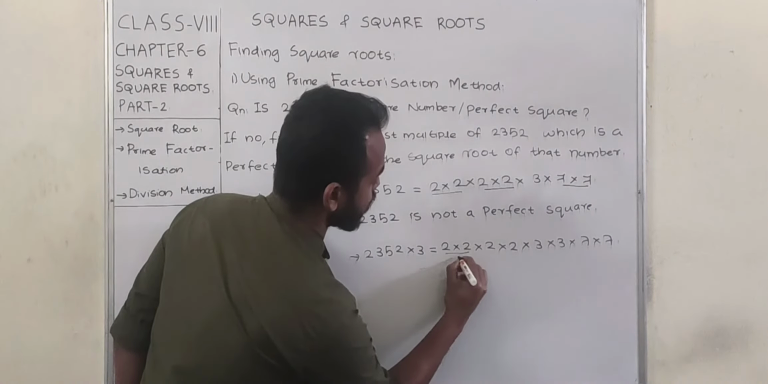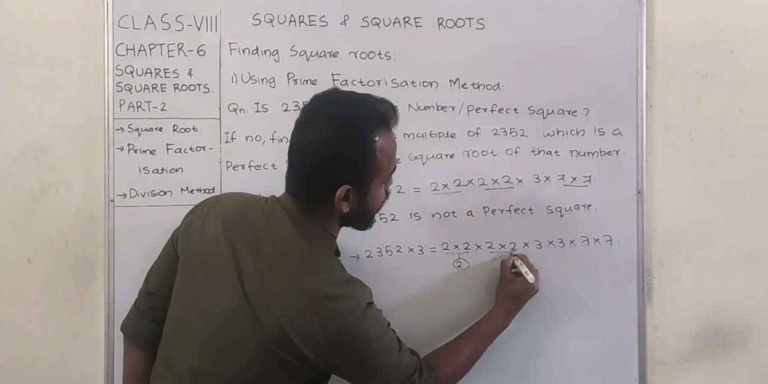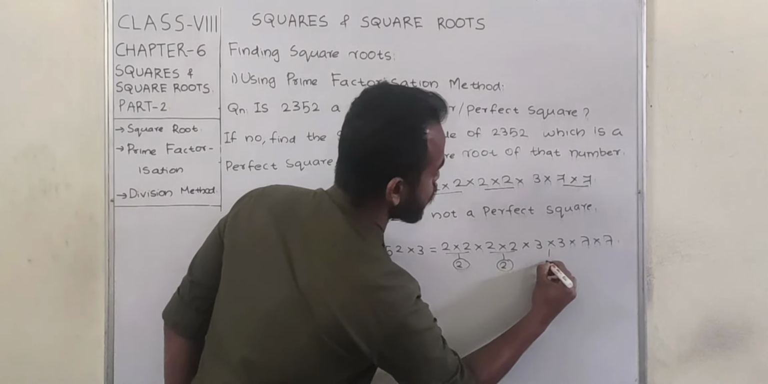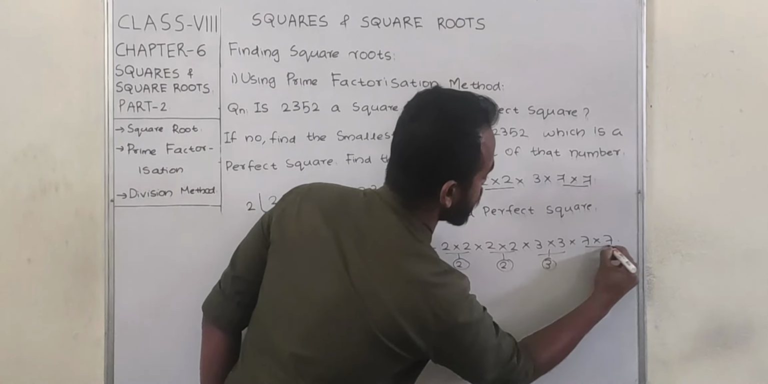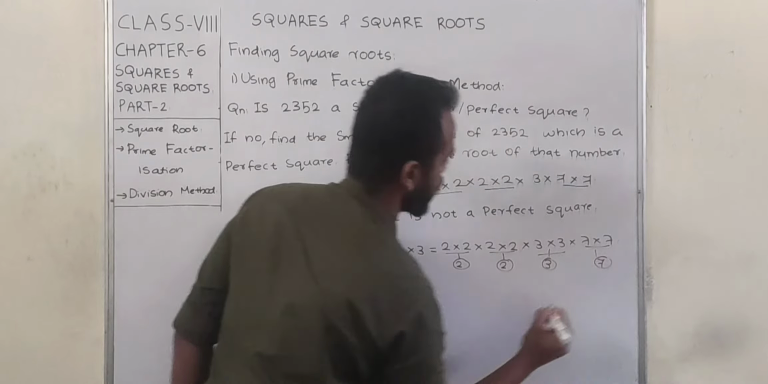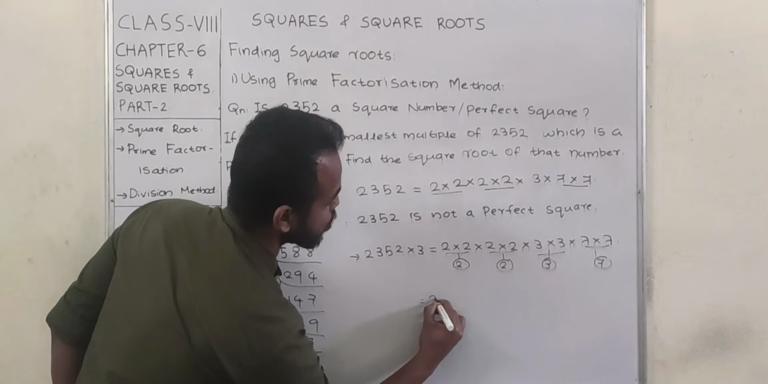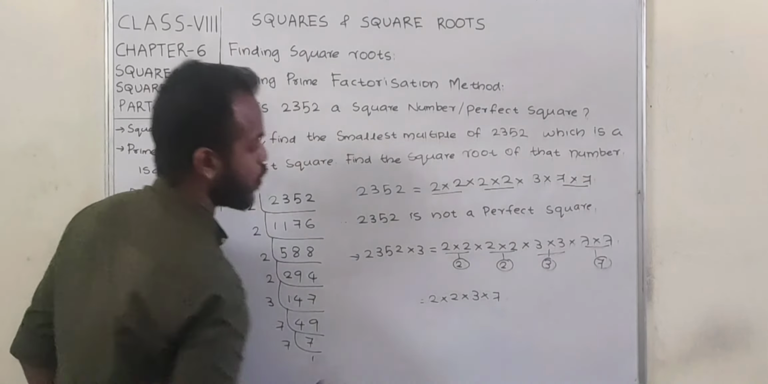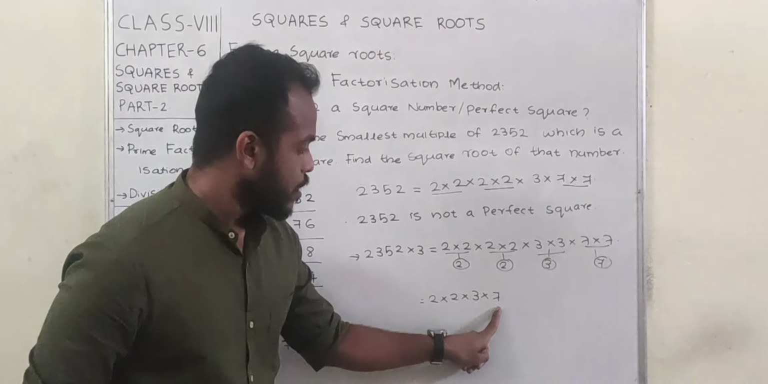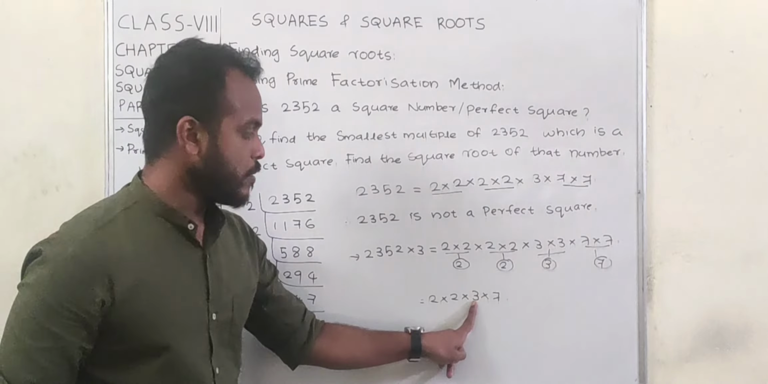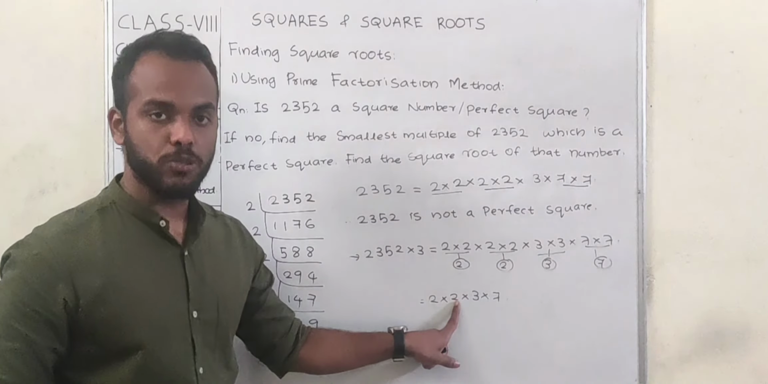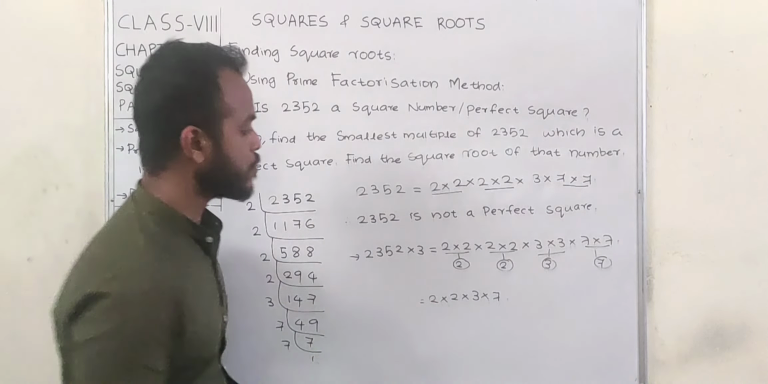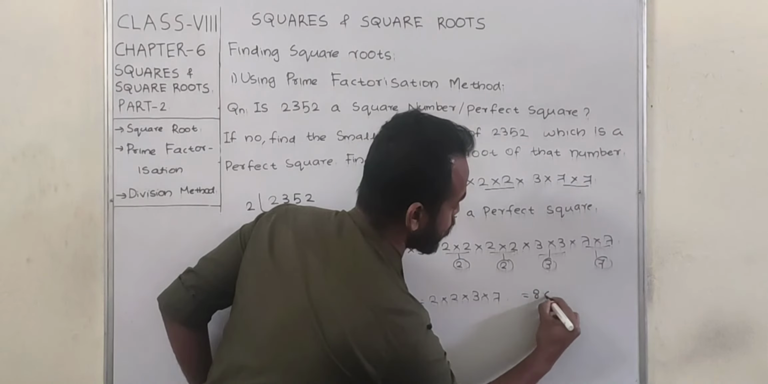So what happens here, we will get a 2, then here also we will get a 2, from here a 3, from here a 7. So this can be written as 2 times 2 times 3 times 7. What is it? 7 times 3 is 21. 21 times 2 is 42. 42 times 2 is 84.